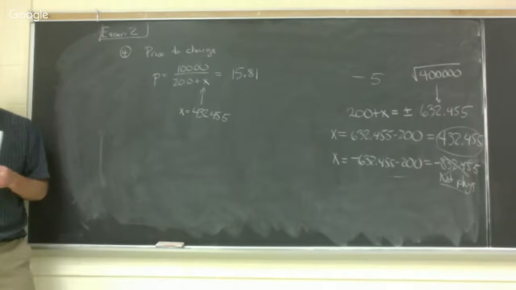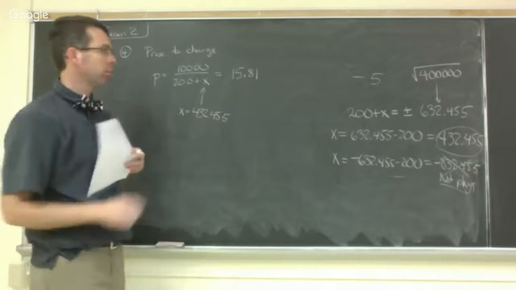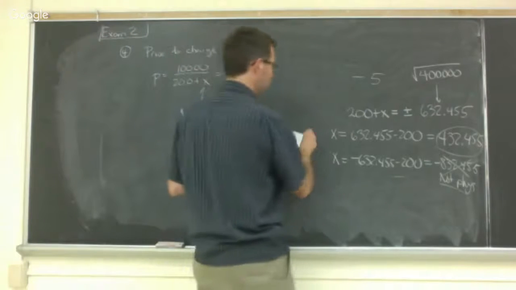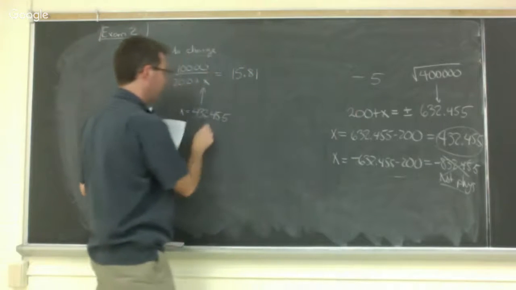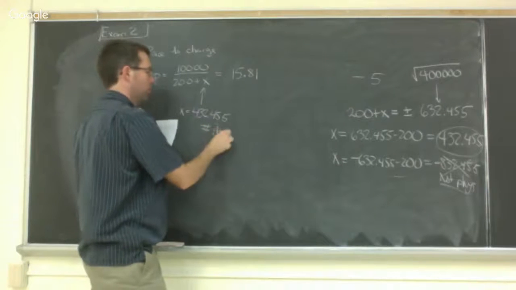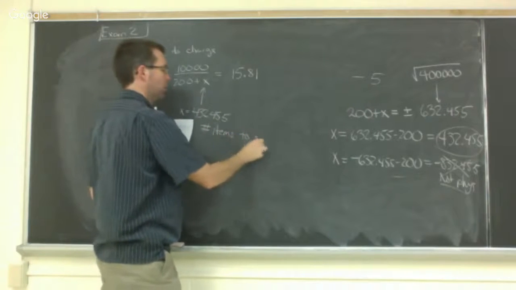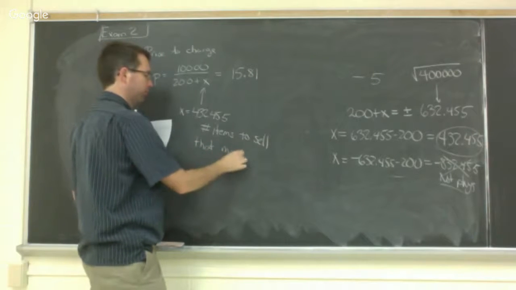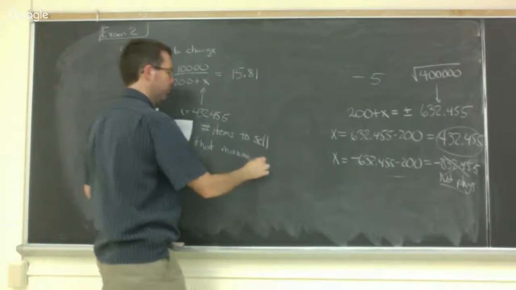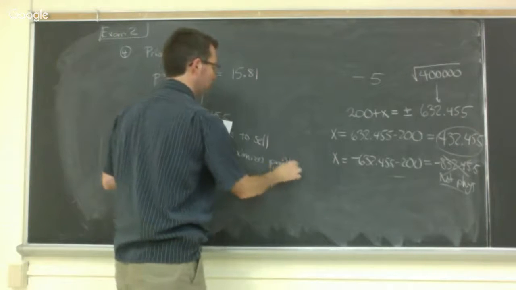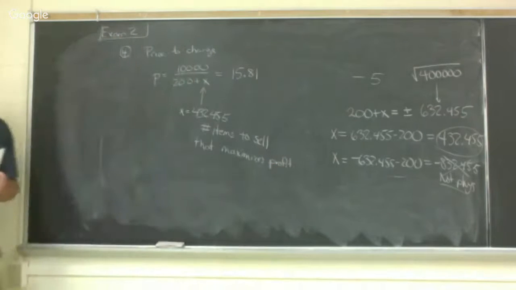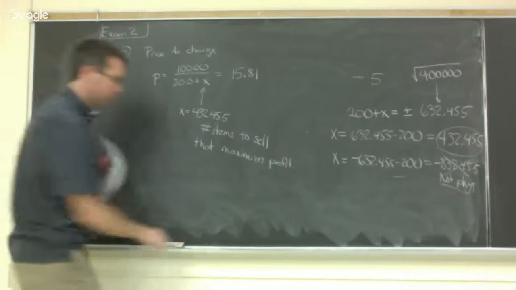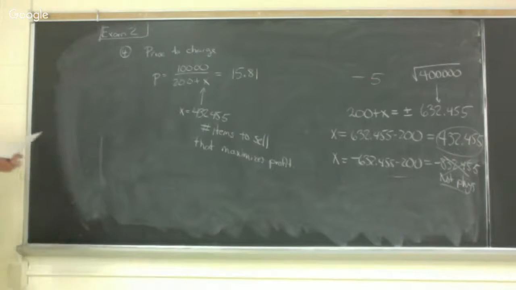Okay. So what does that X value give us? That's the number of items we have to sell? Yeah, so this is the number of items to sell that maximizes profit. Okay.